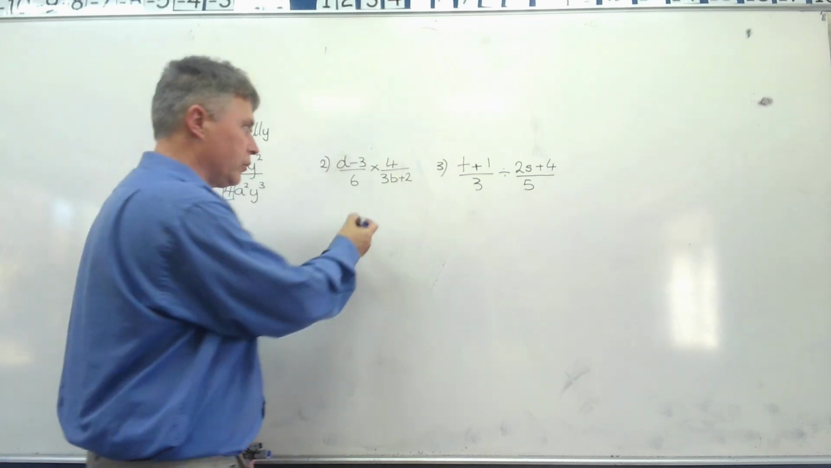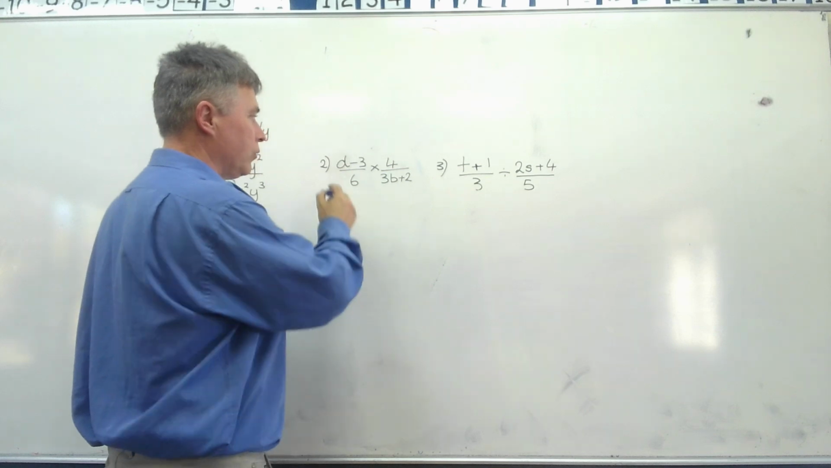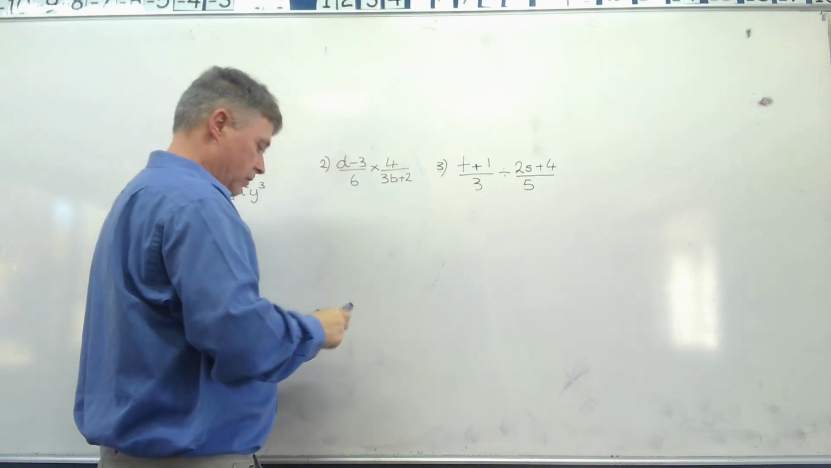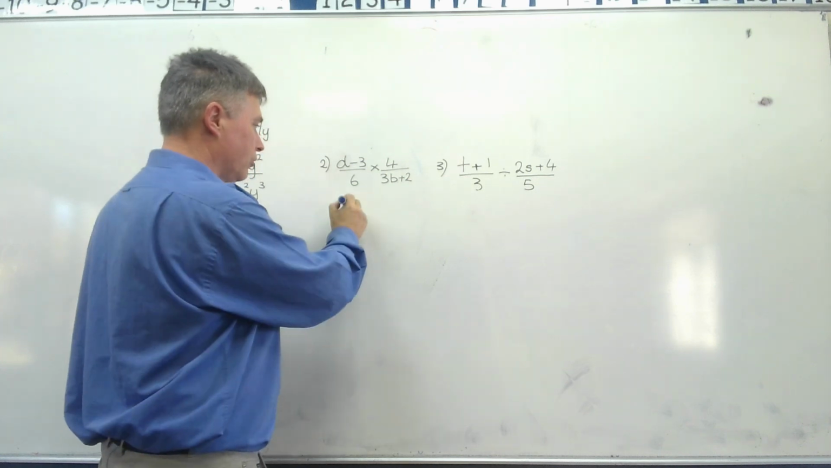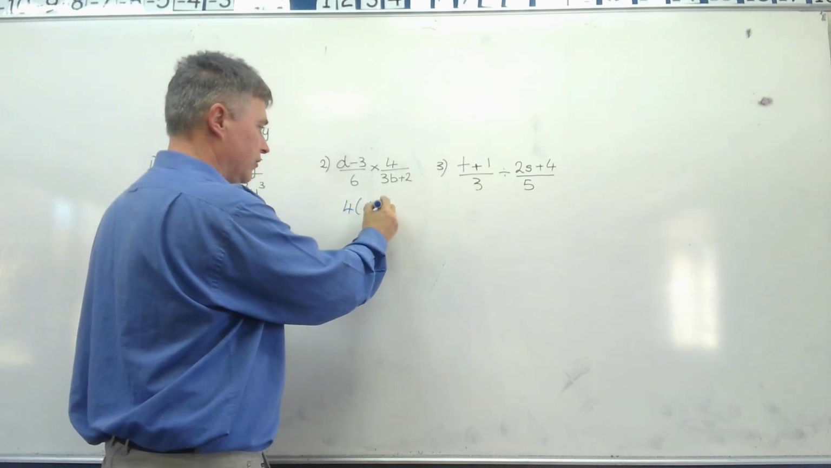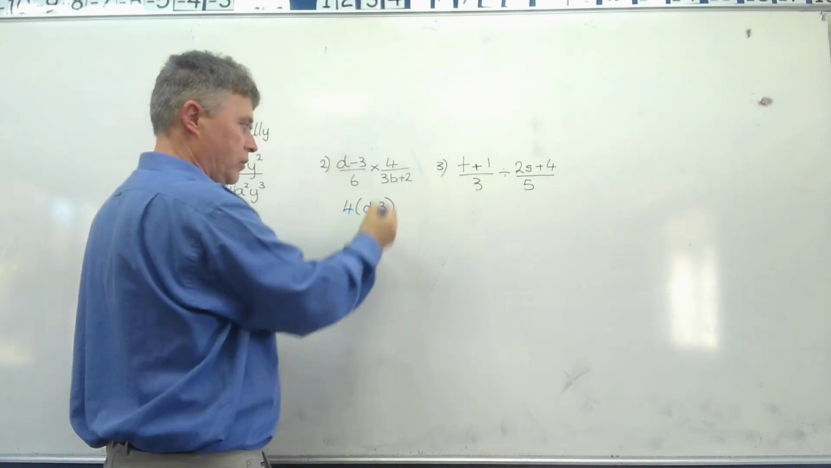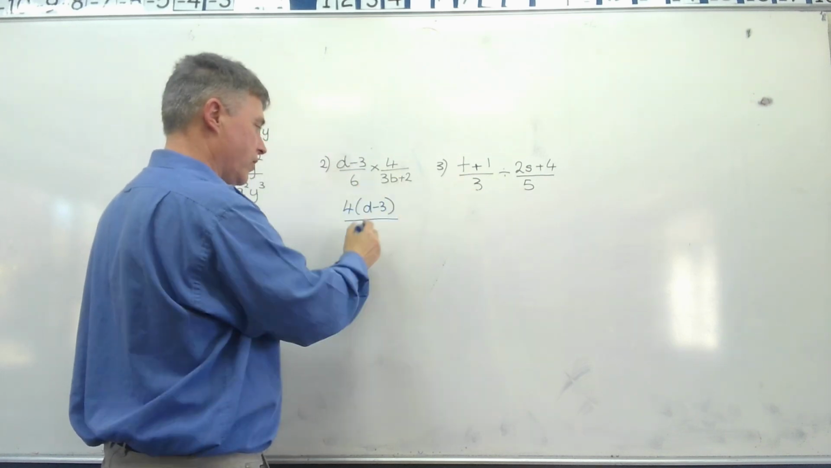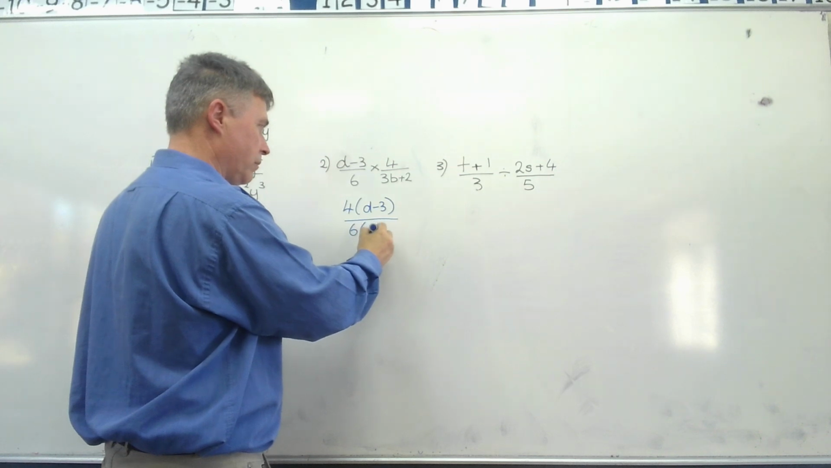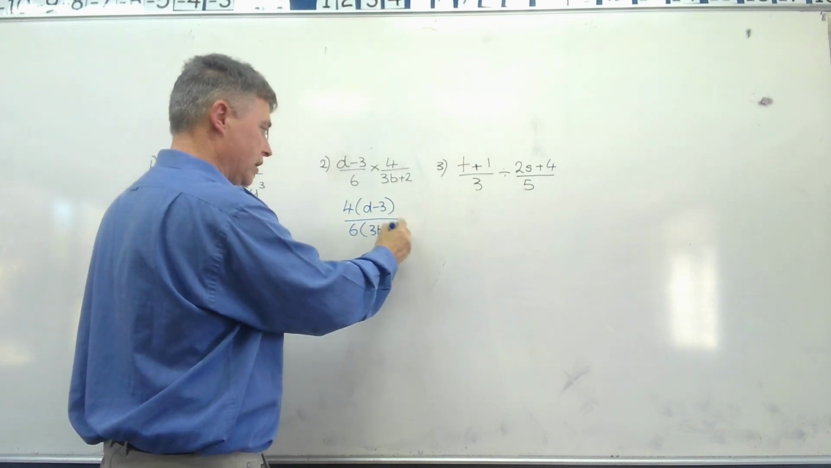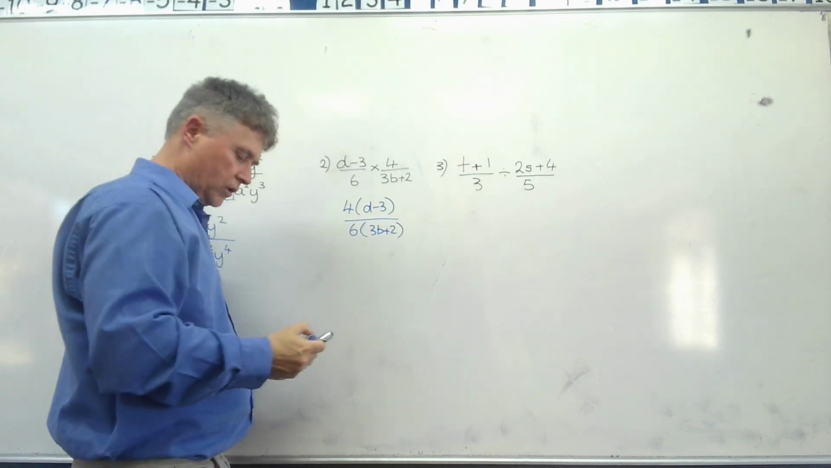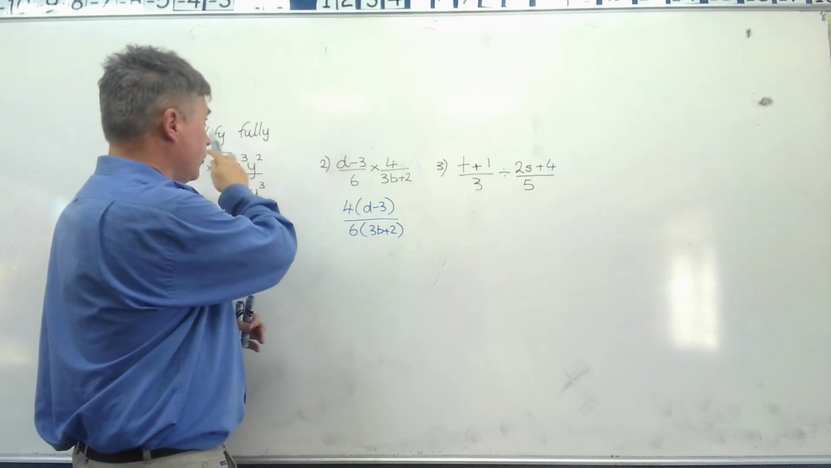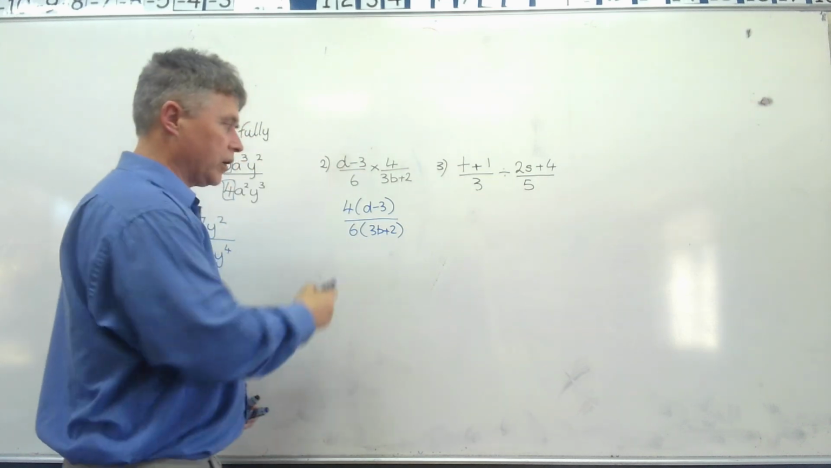Okay, let's move on to this one. Same thing, we can multiply out the top, the numerator, and then the denominator. So we'll do the top one, do it in a different pen this time. I'm going to go 4 times d minus 3. So that's the top multiplied out, and then I can do the bottom, 6 times that, and 3b plus 2. Now, if you just leave it like that, you'll get probably half a mark in a test. So it's not fully simplified. But in a test you might get half.